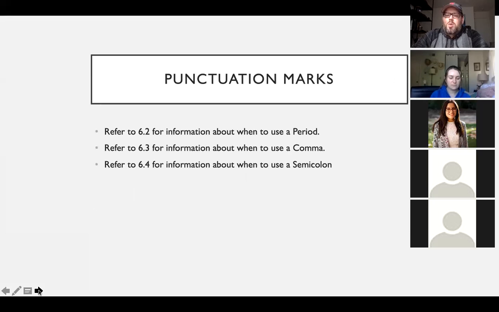So I also want to point you to, if you go to chapter 6 and specifically section 2 in that chapter, there is more information about when to use a period. And 6.3 talks about when to use a comma, and 6.4 when to use a semicolon. So if you have questions about punctuation, I encourage you to read the information in chapter 6 pretty closely.